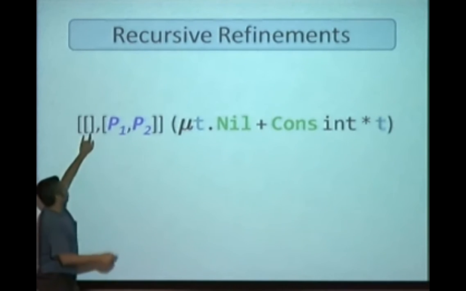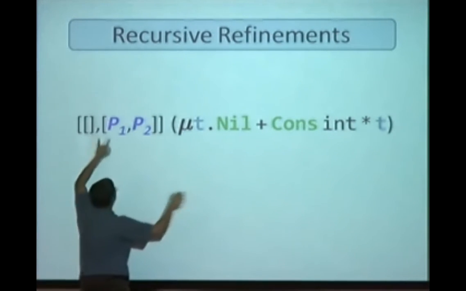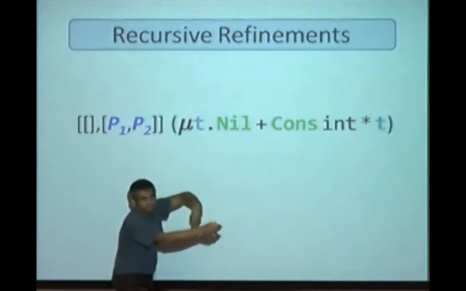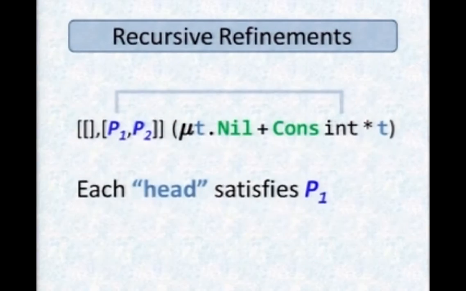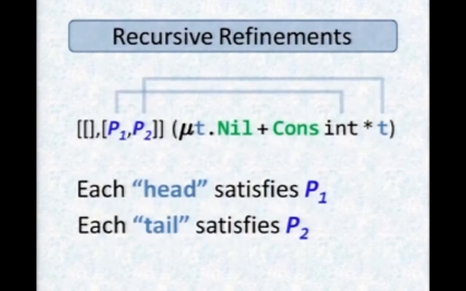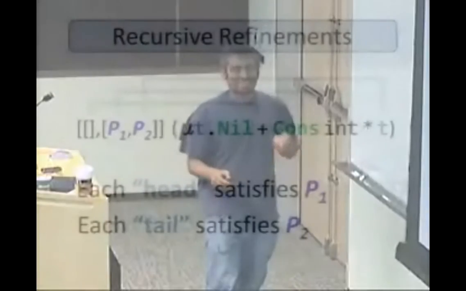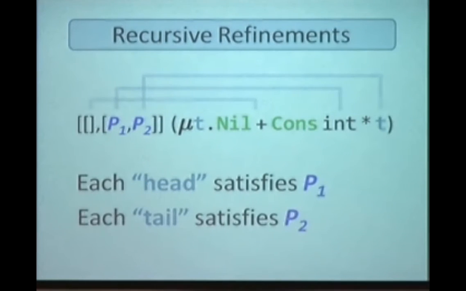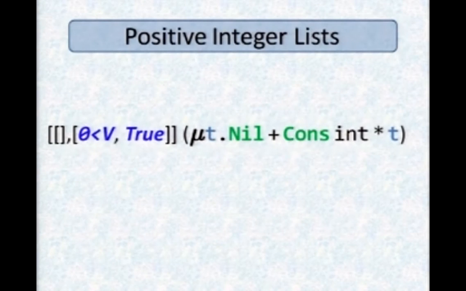So I have one vector for this guy, one vector for each sum, and inside each vector I have one predicate for each element of the product. For example, over here P1 refines int and P2 refines t. So each head satisfies P1 and each tail satisfies P2. And of course this is just empty because nil does nothing to refine. Okay, so let's look at some examples.